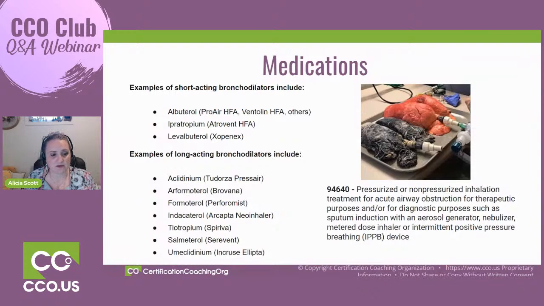So I wanted you to be aware of that code to start to launch your research.